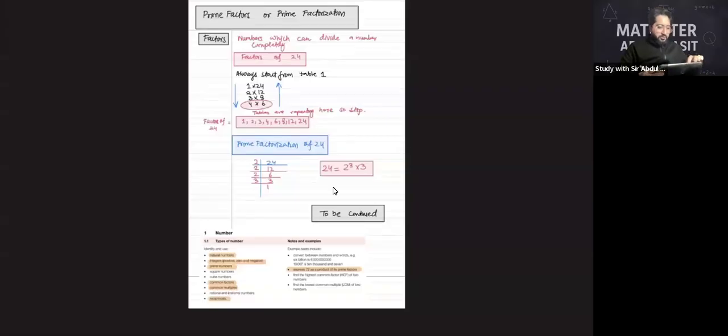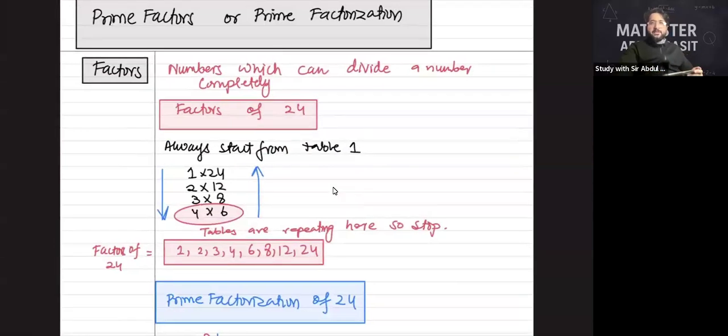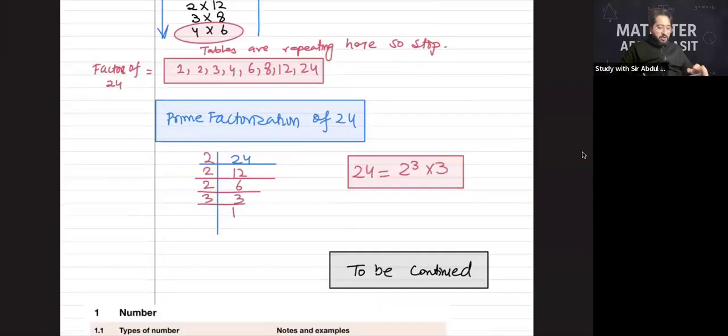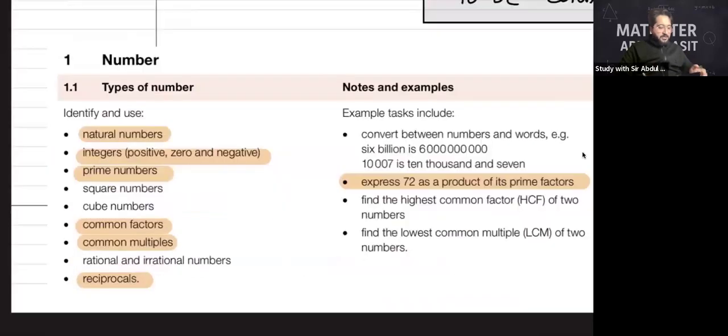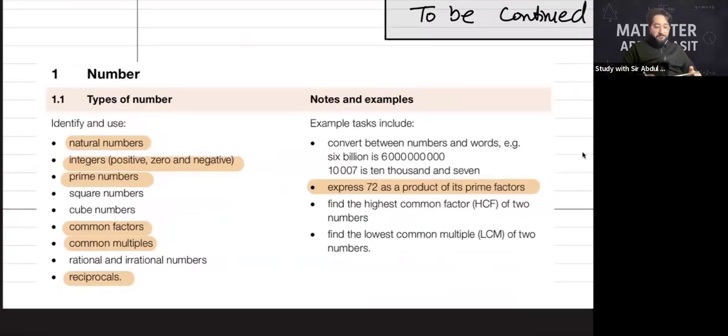All right, everybody. You can see that yesterday we studied numbers in detail, and along with that we tried our level best to have a better understanding according to the syllabus. Yesterday we studied natural numbers, integers, prime numbers, common factors, common multiples, reciprocals, and prime factorization. And today I'm going to proceed with the lesson.